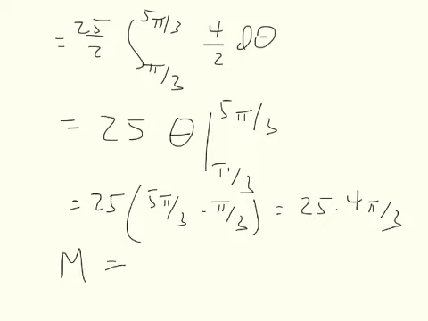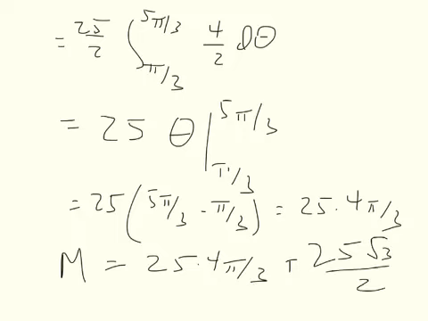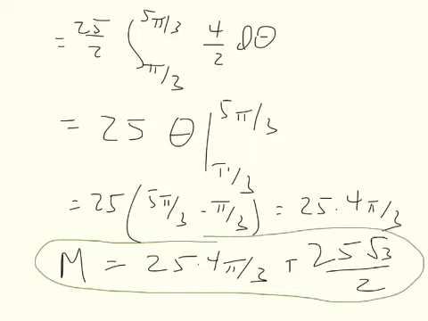Total mass is equal to 25 times 4 pi over 3 plus our previous computation, which gave us 25 root 3 over 2. This is a pretty complicated expression, but that's the total mass of our object.